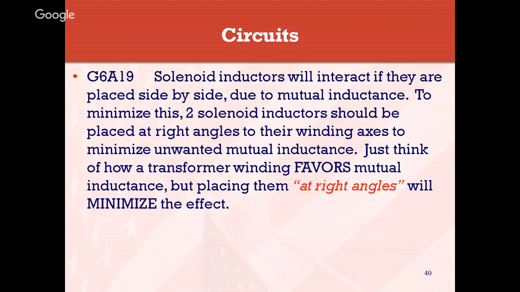G6A18. Solenoid inductors will interact if they are placed side by side due to mutual inductance. To minimize this, two solenoid inductors should be placed at right angles to their winding axis, and that way you will minimize unwanted mutual inductance. Just think about how a transformer winding favors mutual inductance, but placing them at right angles will minimize the effect.